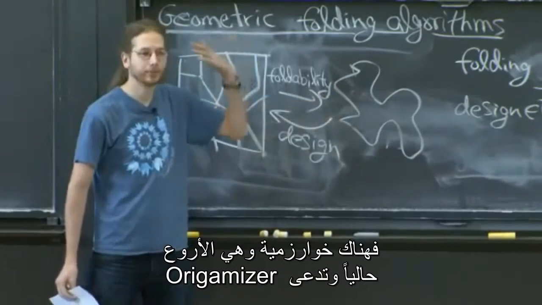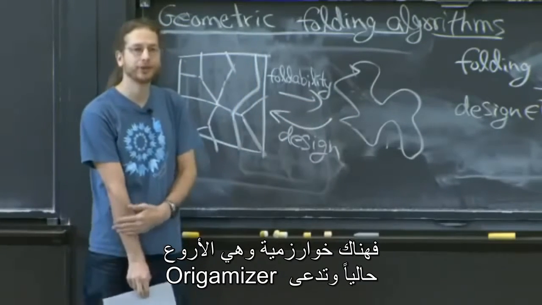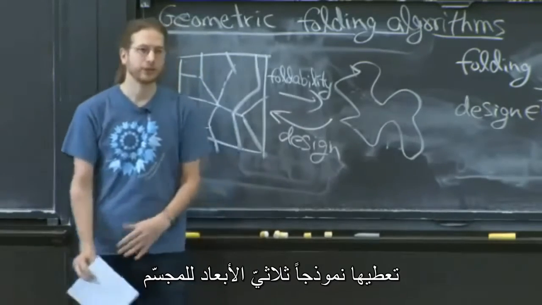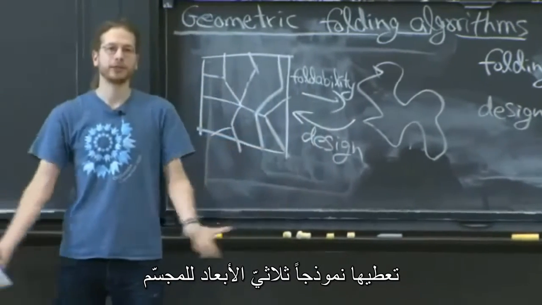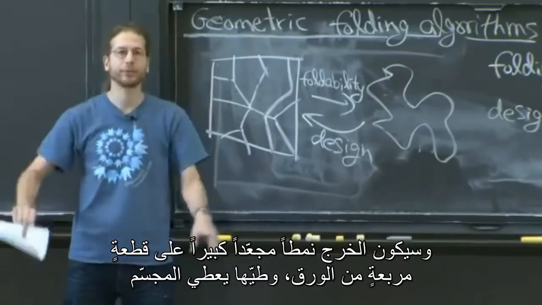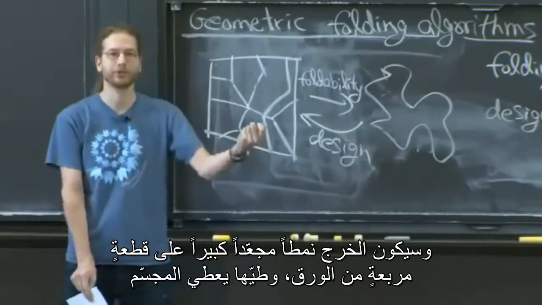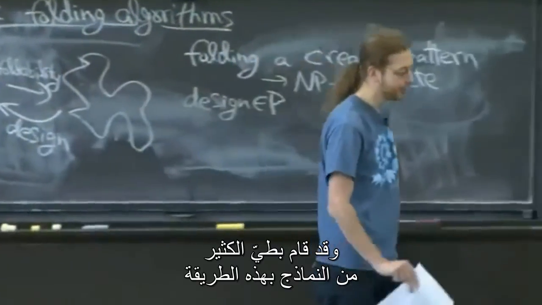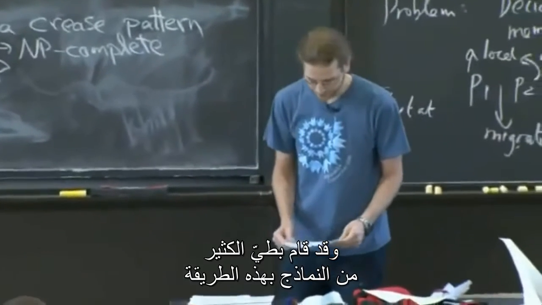So there's an algorithm. The coolest one right now is called Origamizer. It's free software online by Tomohiro Tachi. And you give it a 3D model of a polyhedron, and it outputs a giant crease pattern on a square piece of paper that folds into that 3D polyhedron, and it's reasonably practical. And he's folded tons of models in that way.